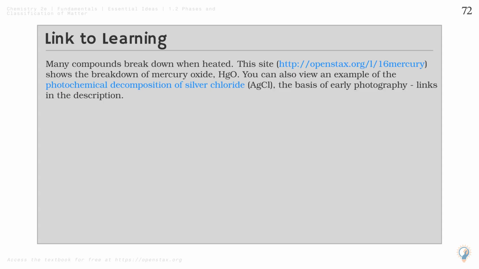Link to learning. Many compounds break down when heated. This site, http://openstax.org/l/16mercury, shows the breakdown of mercury oxide, HgO. You can also view an example of the photochemical decomposition of silver chloride, AgCl, the basis of early photography. Links in the description.